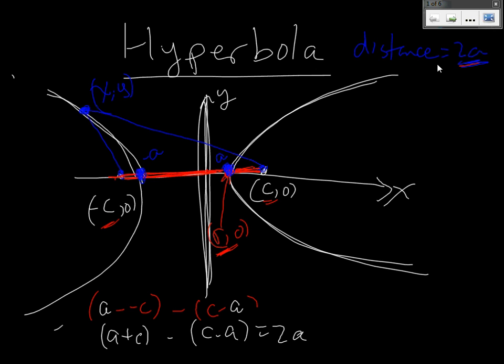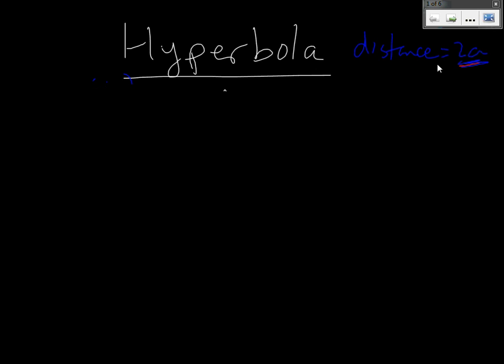So now, let us derive the formula. You know that I didn't mean to say distance. I meant to say the difference is 2a, not distance. When you subtract the distances, you get 2a. Okay, so let's draw a little hyperbola here.